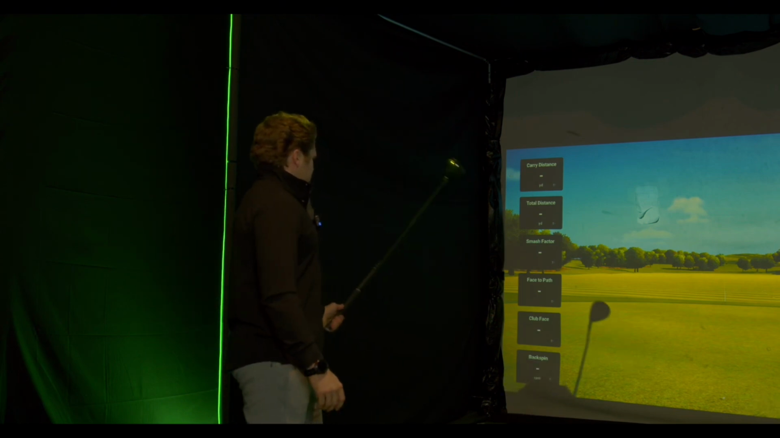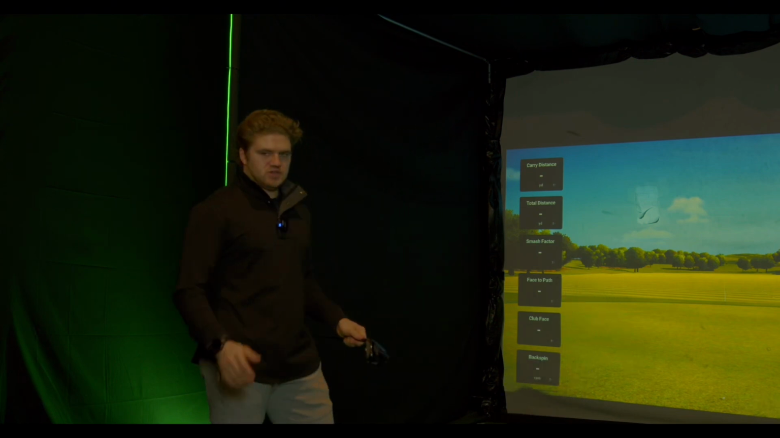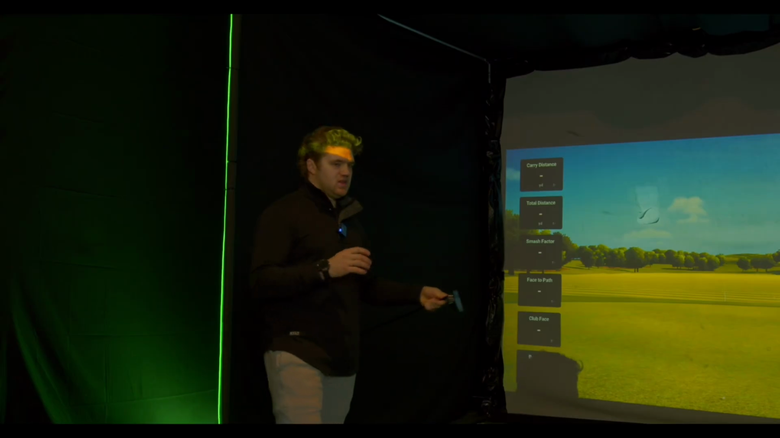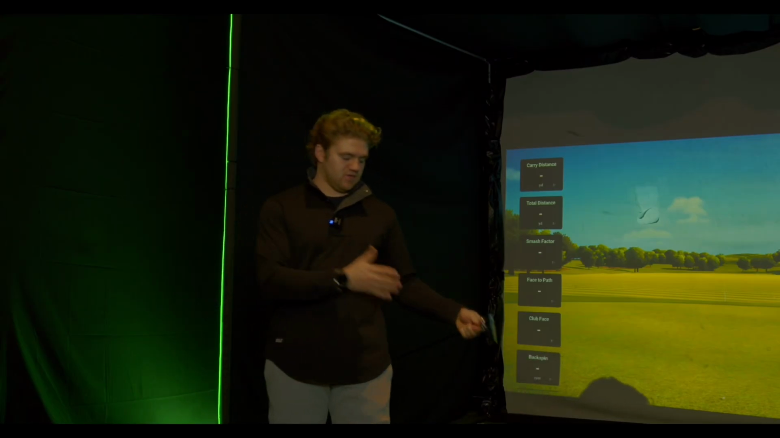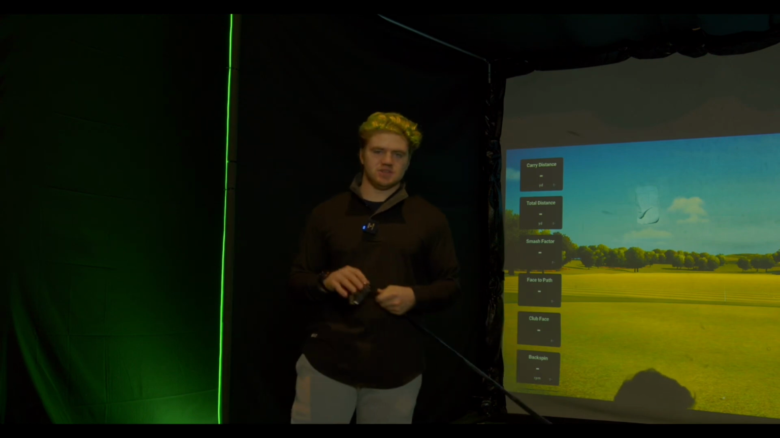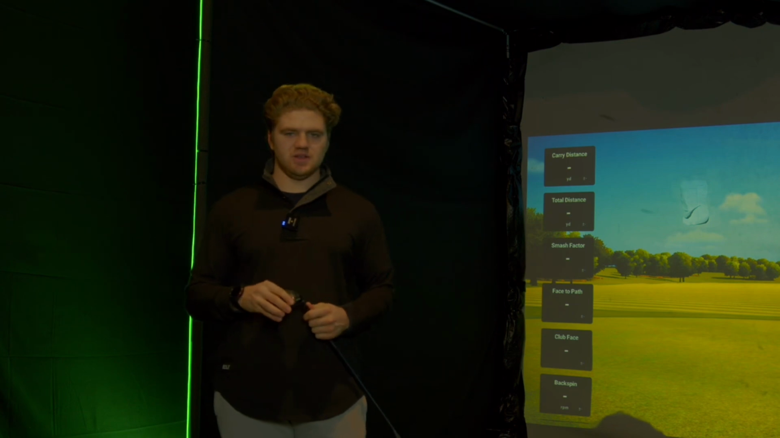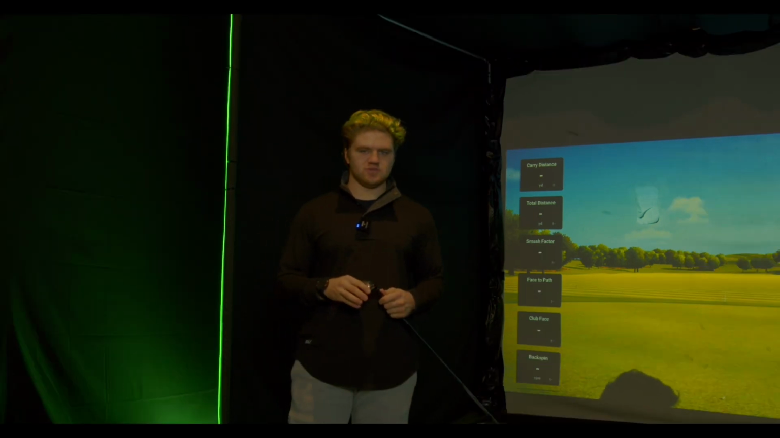Today we're going to use the range here, just the flat range. We're going to go ahead and hit some numbers, and I'm going to show you what those numbers mean and give you an idea, not only if you have a Garmin Approach R50, but just to understand numbers in general, to give you an idea what numbers mean when you get them on an advanced launch monitor like this Garmin Approach R50.